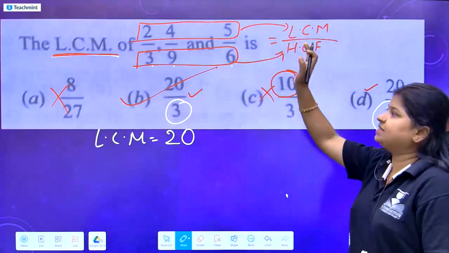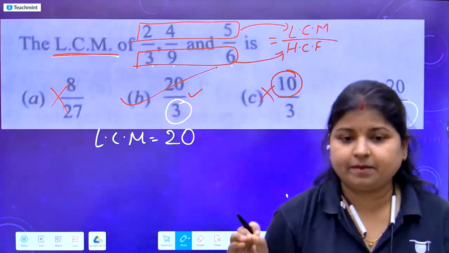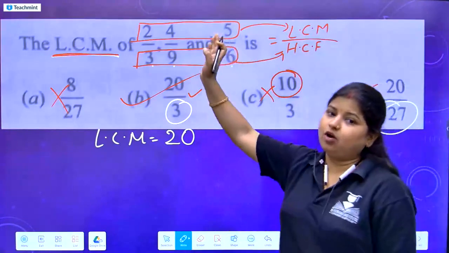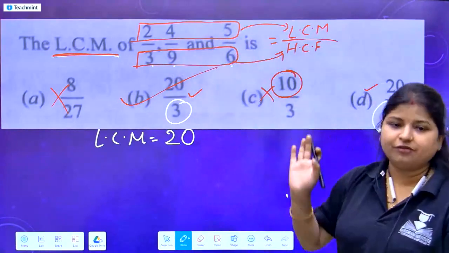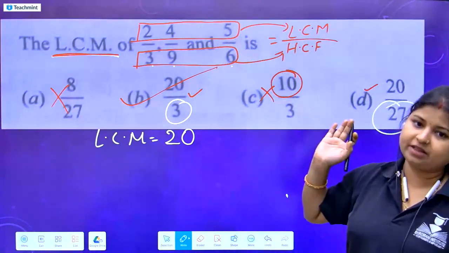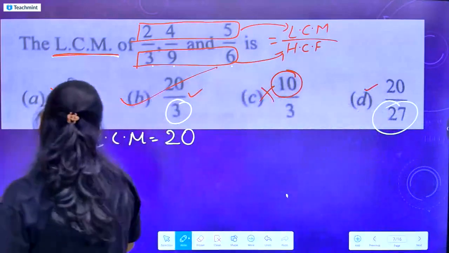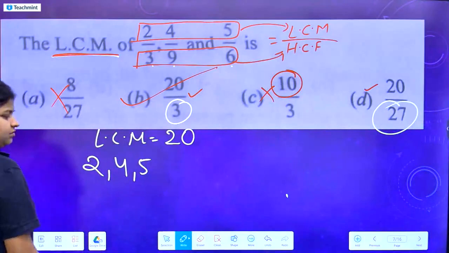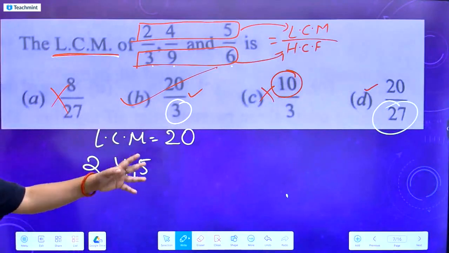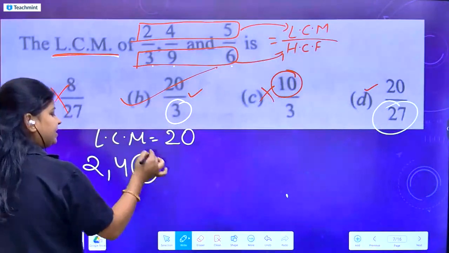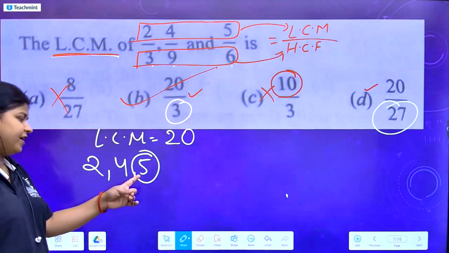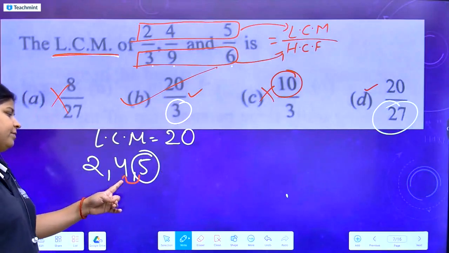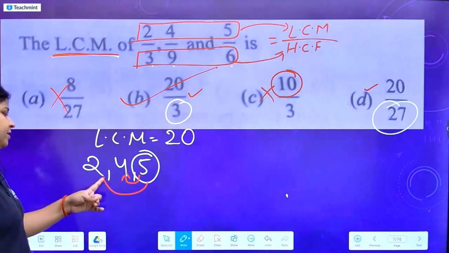Calculating LCM means, beta, see the number which is divisible by all of 2, 4 and 5. And if you are not able to do the option method, beta, go for the LCM method. Calculate LCM of 2, 4 and 5. So the highest number is 5. But this 5 is not divisible by 4, neither is it divisible by 2.